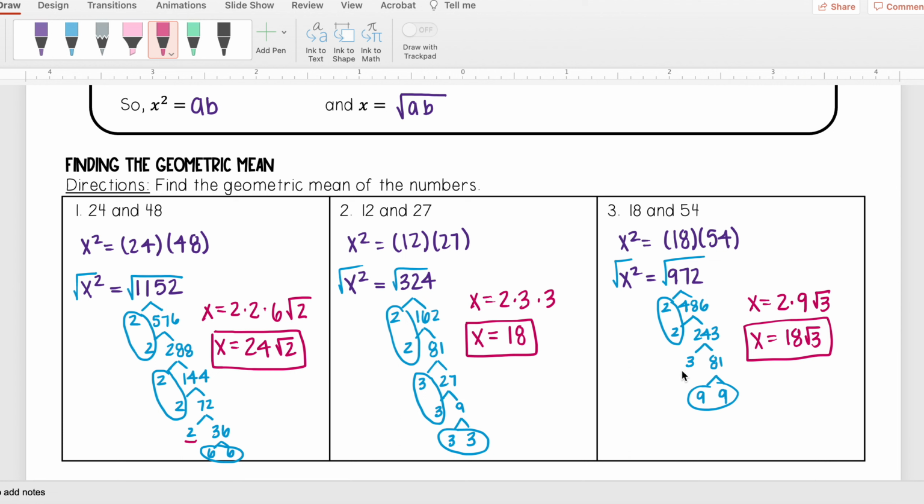When you are using the factor tree to simplify these radicals, if you come across a number that you know is a perfect square, like for instance, I knew that 81 is a perfect square, so I just separated it as 9 and 9. That will save you some time, especially with these bigger numbers.